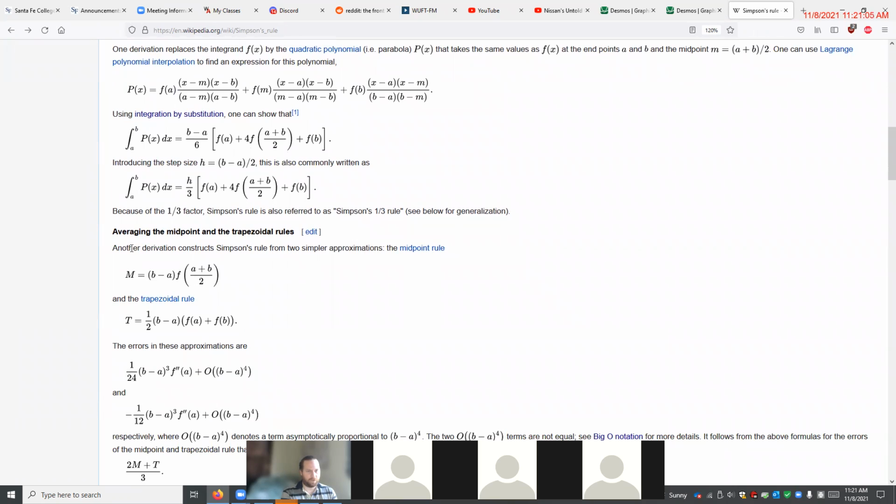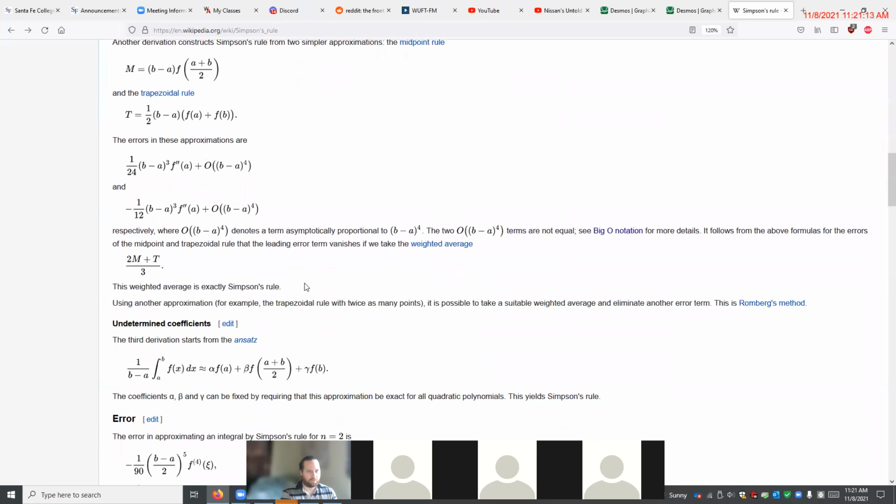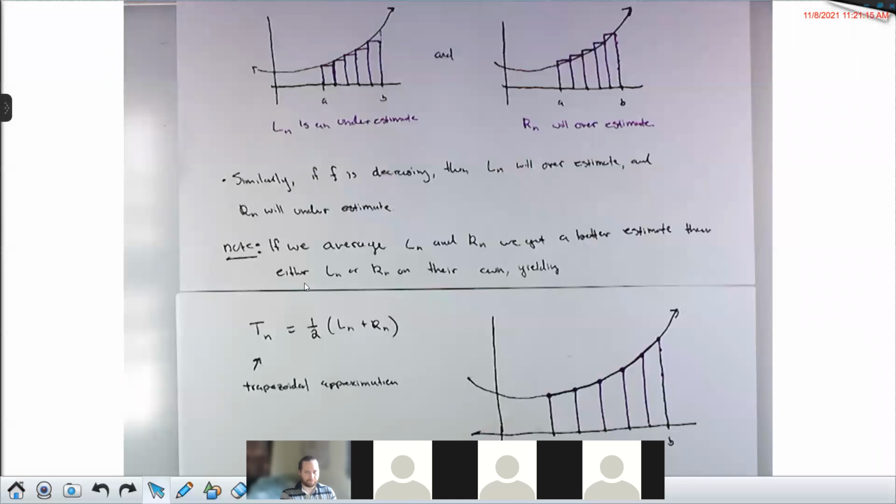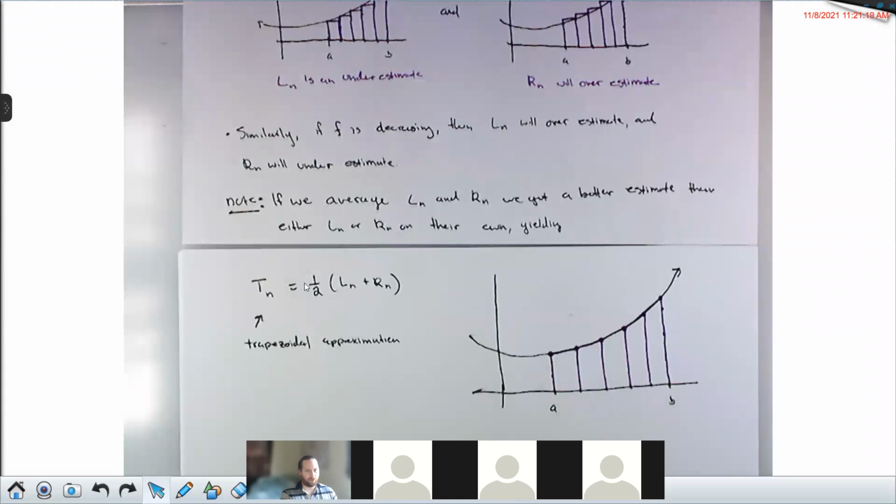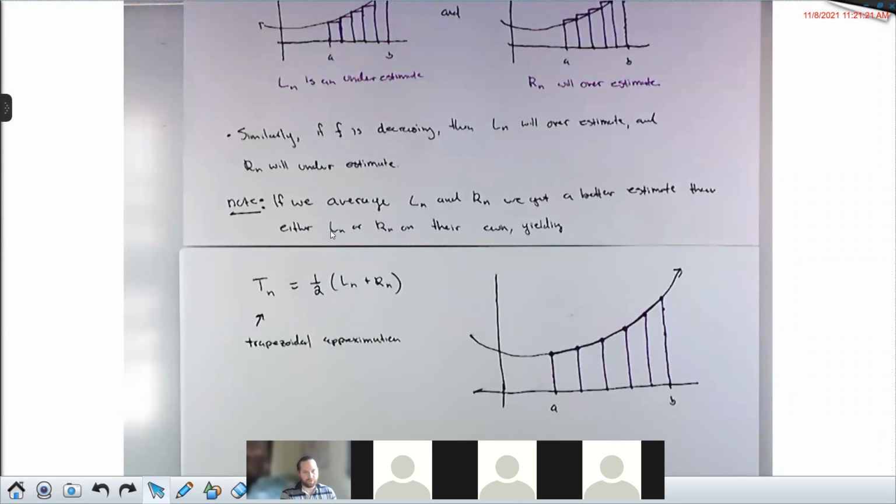And you see here they talk about constructing Simpson's rule by taking both the midpoint and trapezoid rules and combining them. I'm not going to beat you up with that. The most complicated thing I'll ask you to do is a trapezoidal approximation, which you find by averaging the left and right Riemann sums. Really, none of this is all that important. I hate to say it like that, but it's true.